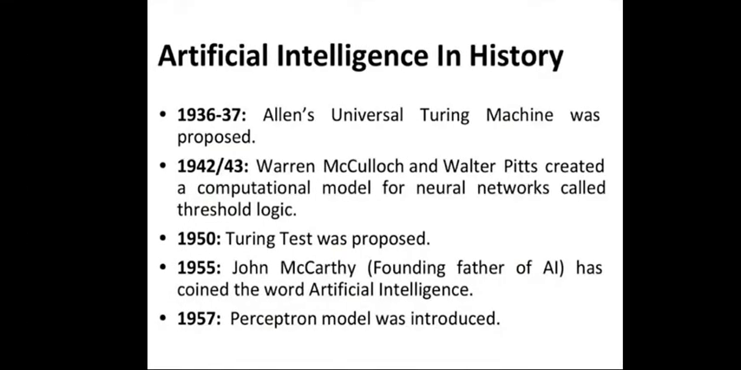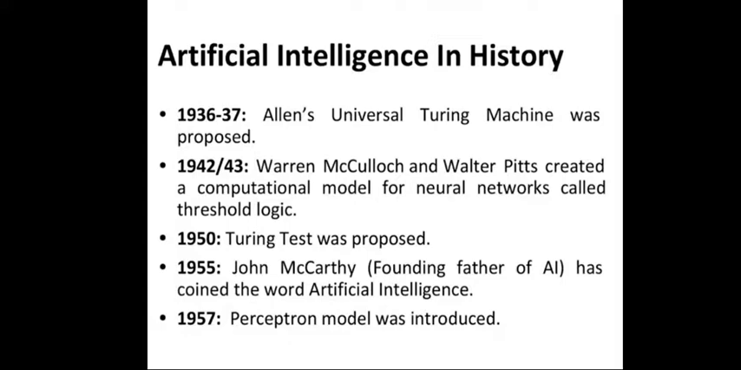I would also like to go through the brief history of artificial intelligence, since we are finally going to study fuzzy systems, and I have mentioned the linkages of fuzzy systems with artificial intelligence. So it is necessary to have a brief history of artificial intelligence. Artificial intelligence starts with Alan Turing's universal Turing machine, in 1936 to 37. It was proposed then, and it is the beginning of artificial intelligence.